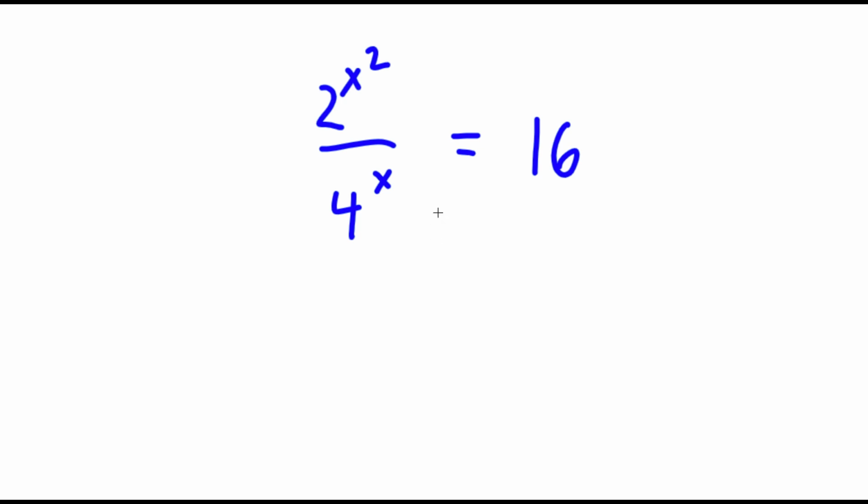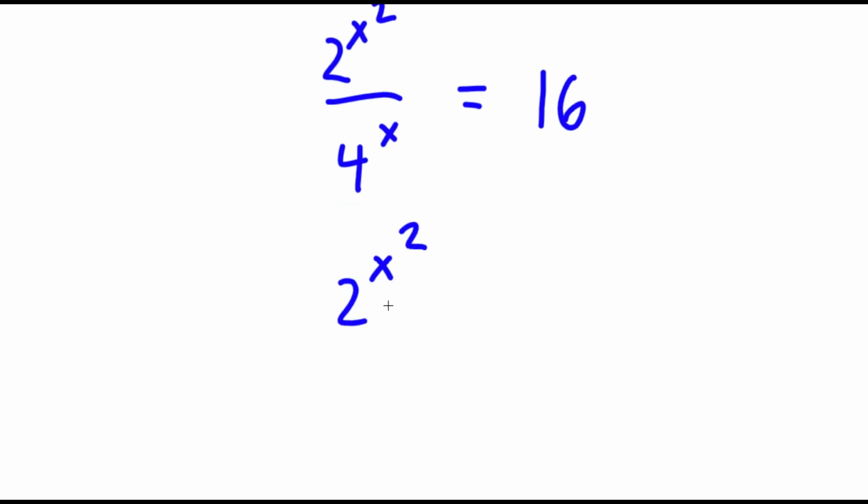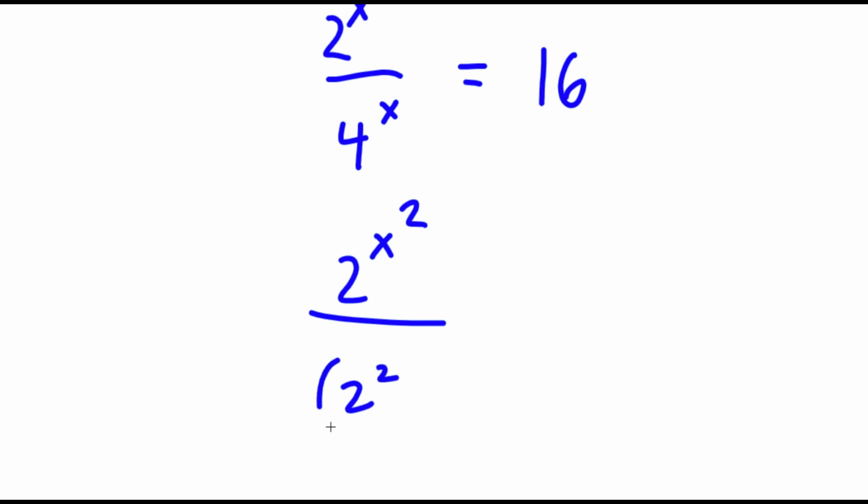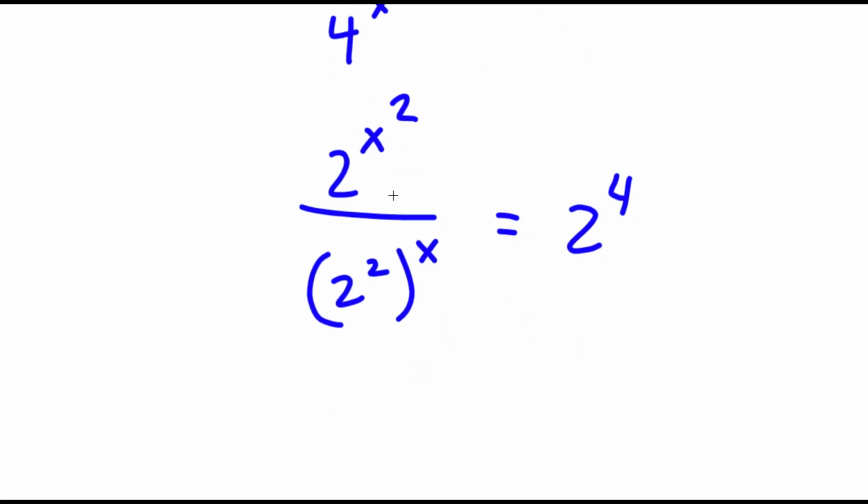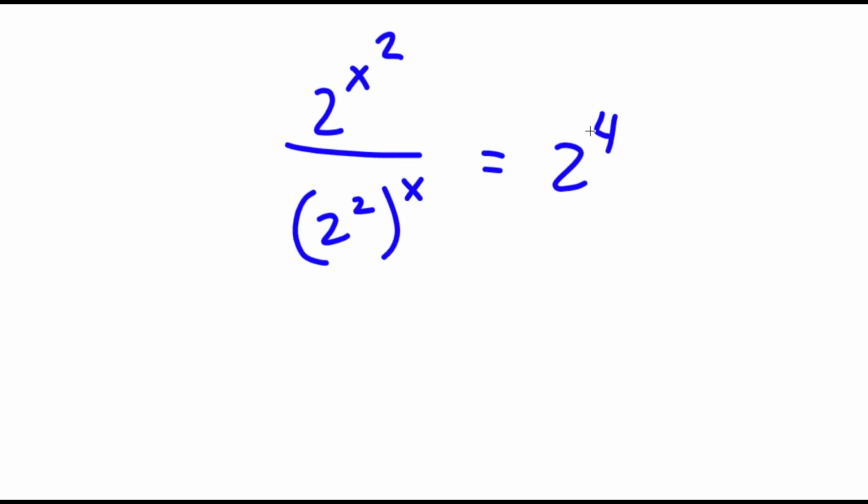Alright, so in this problem, I have 2 to the power of x squared over 4 to the power of x is equal to 16. Now, I'm going to rewrite this as 2 to the power of x squared over 2 squared to the power of x is equal to 2 to the power of 4. So this way, all my terms have a base of 2.